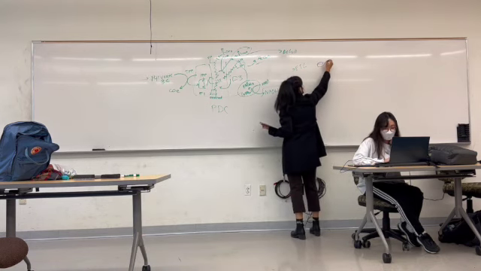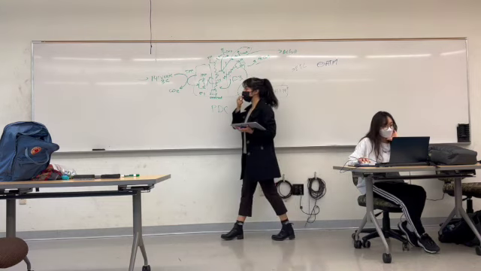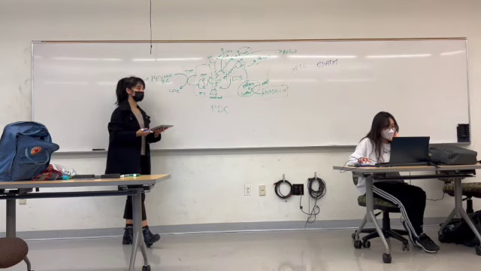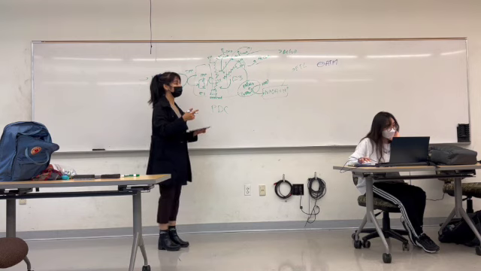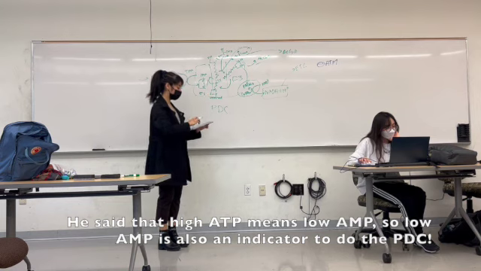We'll stop the process if there's an increase in ATP. What else do you think can stop this process? Low amounts of cAMP. Wait, yeah. Low amounts of cAMP means there's a high amount of ATP. Yeah, that's true. Let me save that one for the next one.